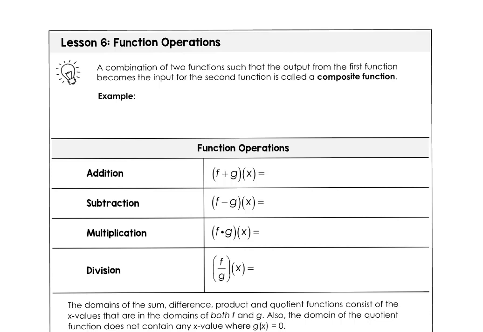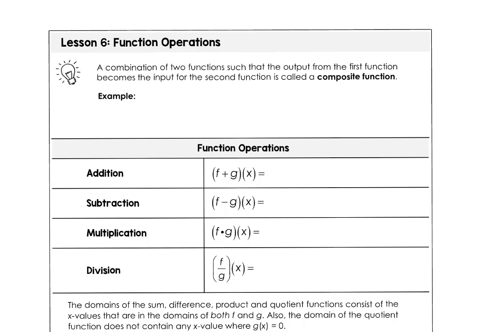In Chapter 6, we're looking at Lesson 6 today, talking about function operations. Whenever we combine two functions where the output from the first function becomes the input for the second function, we call that a composition function.